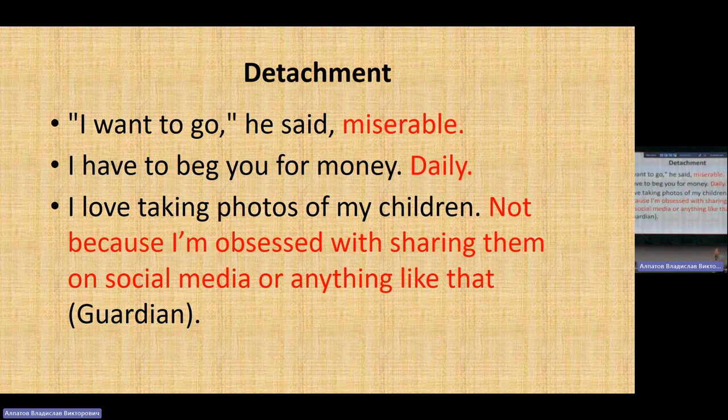Next stylistic device is detachment. Detachment. Обособленная конструкция. When do we detach things? Usually it happens in living speech, in colloquial speech. Why? Because we think in a linear way. We don't know beforehand what we will come to at the end of our speech, right?